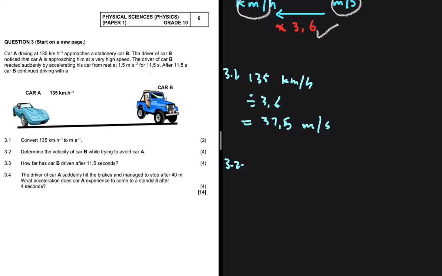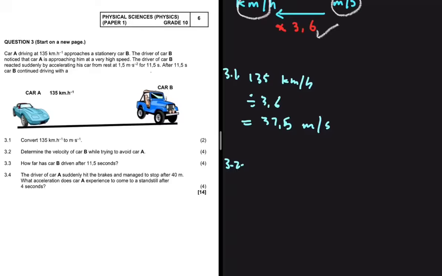Let's go through our scenario so we can see what is happening here. Car A, driving at 135 kilometers per hour, approaches a stationary car B. The driver of car B notices that car A is approaching him at a very high speed. The driver of car B reacted suddenly by accelerating his car from rest at 1.5 meters per second squared for 11.5 seconds. After 11.5 seconds, car B continued driving. Right, so 3.2 again: determine the velocity of car B while trying to avoid car A.